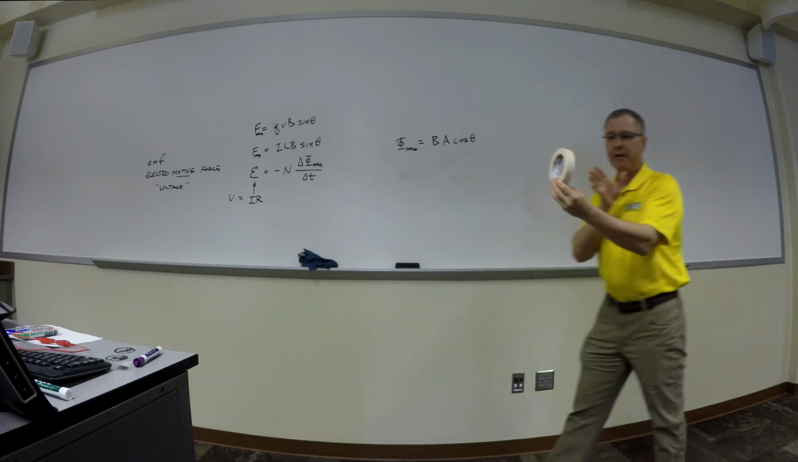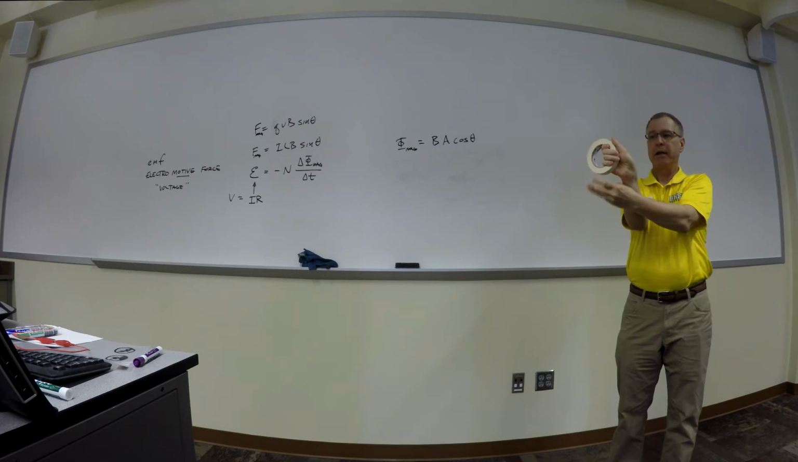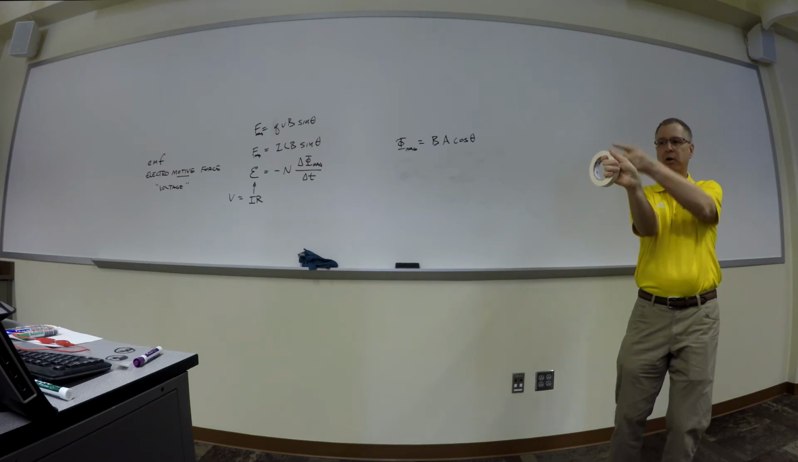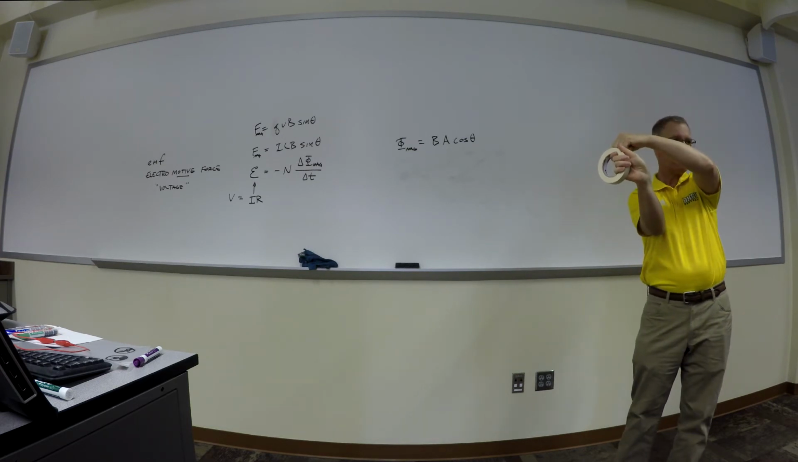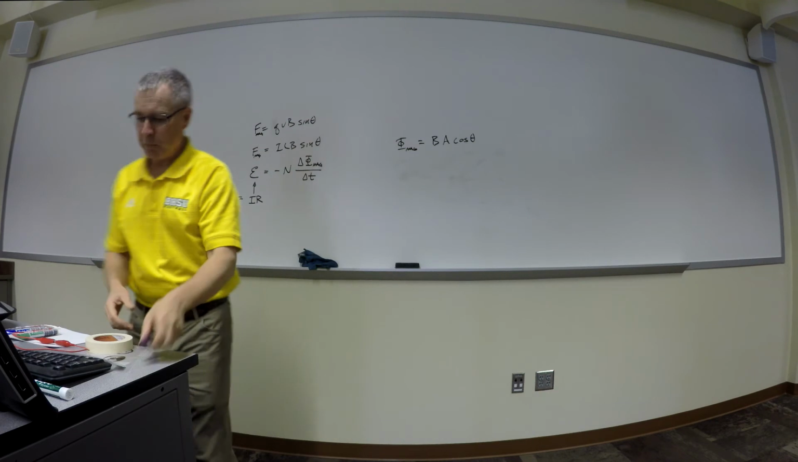I have to stick my fingers this way. That's what I want my current to do. And then grab hold of my loop, and that's going to say the current will be that direction. That's how I will oppose that one. Let's try one more real quick.